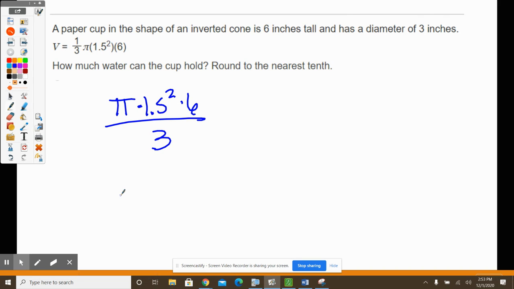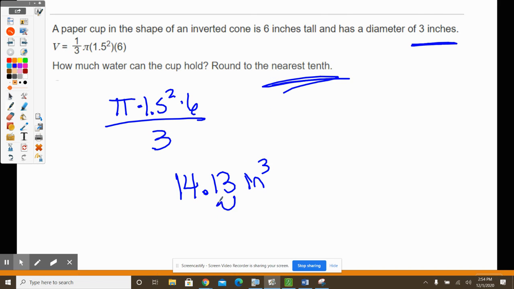We'll just type it in our calculator, 3.14. Notice they used 1.5 instead of 3 because they had to find the radius first. Times 1.5 times 1.5 times 6. Divide by 3, and we get 14.13. That's inches cubed, but we need to round to the 10th, which is 1 decimal, so the 3 keeps that 1 there, 14.1 inches cubed.